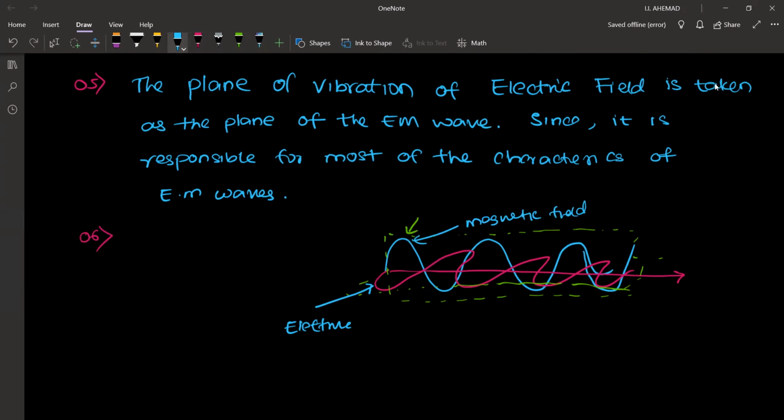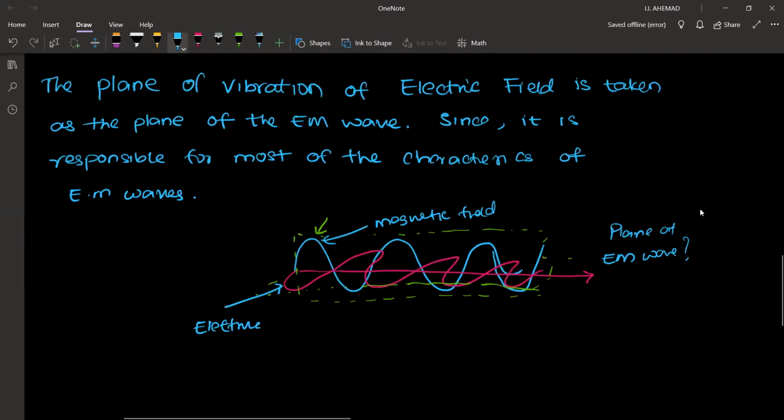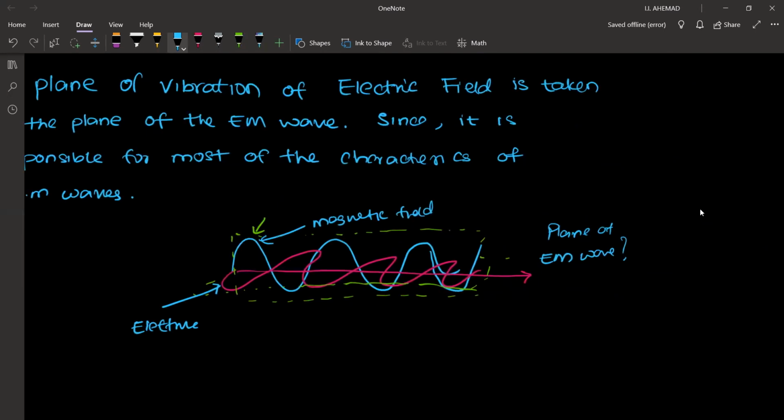For some situations, we might need the plane of the electromagnetic wave. What is the plane of the electromagnetic wave? That is the question now. We don't have a single plane. For this single wave, we have two planes. We have a horizontal plane, we have a vertical plane. So what we are going to do is consider the electric field's plane as the plane of the electromagnetic wave. Therefore, the plane of the electromagnetic wave is horizontal.